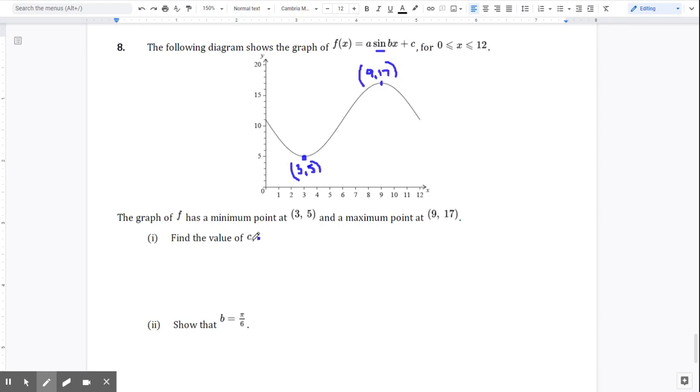And we're first asked to find the value of c. Again, the same thing as our d, or our vertical shift, remembering that it's basically just averaging the y values of the max and min. So max y plus min y divided by 2. So I'll take my 5 plus my 17, I just went in the opposite order, it doesn't matter, divided by 2. And I'll get 11.